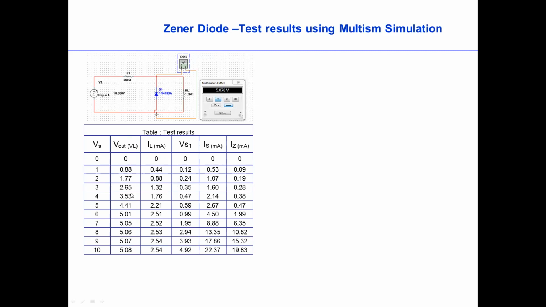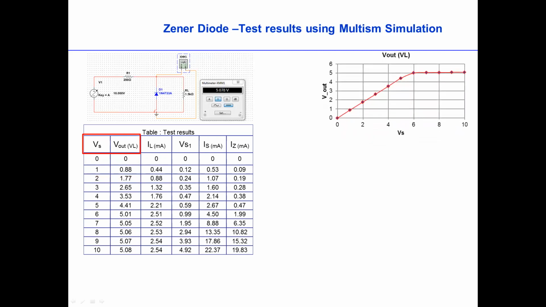So now if we plot these test results into a graph, if we compare input voltage against output voltage, the voltage across the Zener, the input voltage is from 0 to 10, and the voltage across the Zener is from 0 to around 5. The voltage is initially increasing, but when the input voltage goes above 5, around 6, it just remains around 5 volts across the Zener diode.